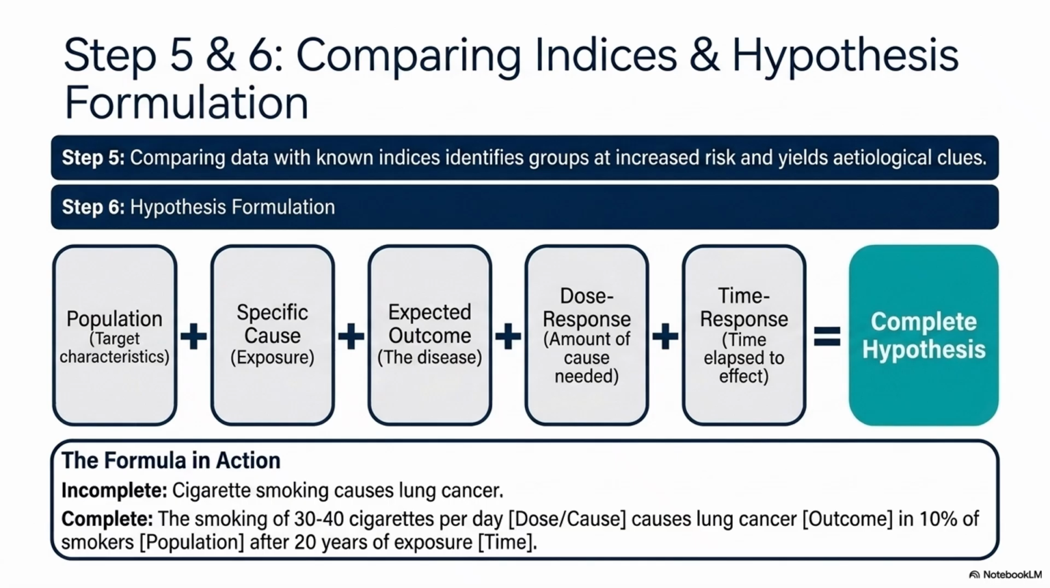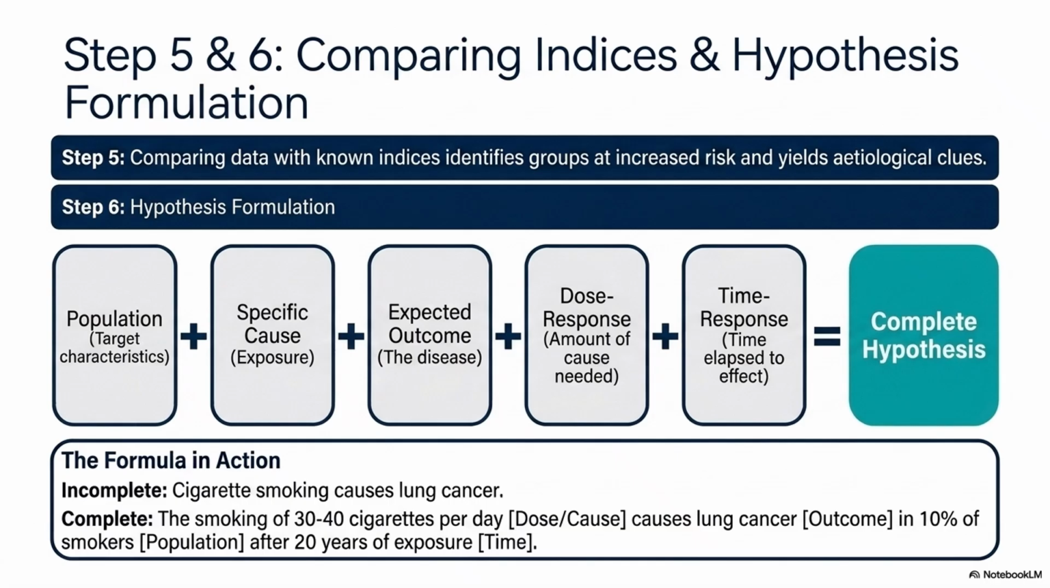And now we will see step 5 and step 6. Step 5 is comparing with known indices and step 6 is a formulation of hypothesis. So step 5 is comparing with known indices. That means comparing the collected data with known indices, which will identify the group set, increase the risk, and it will yield the etiological hypothesis.